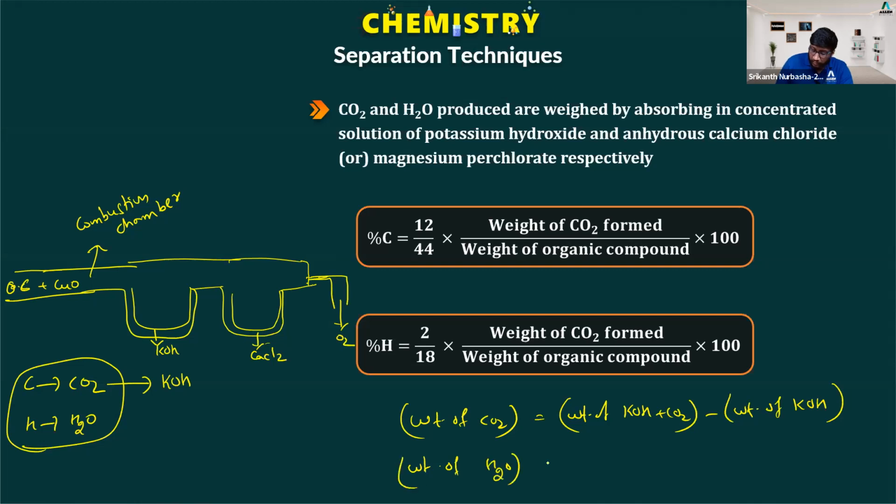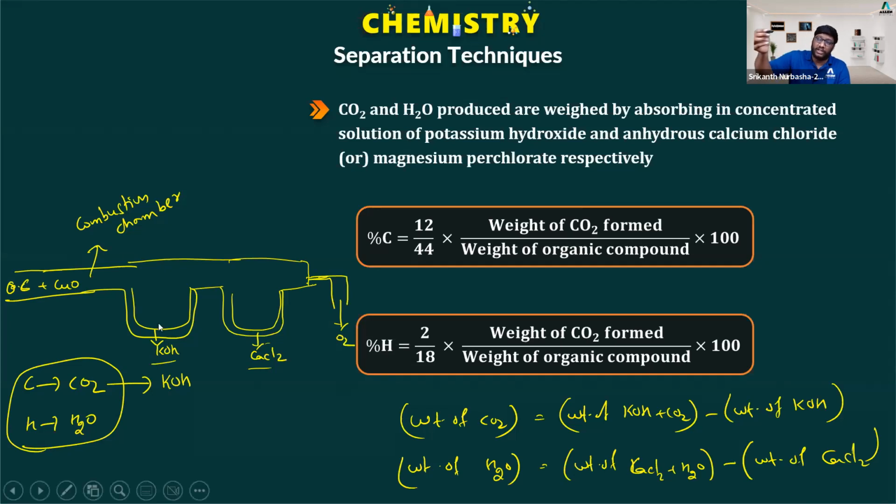Weight of H2O is equal to weight of (CaCl2 plus H2O) minus weight of CaCl2. This is the technique, students. We have CaCl2 and KOH placed in initially. That means we know the weights of KOH and CaCl2. We are forming carbon dioxide and water because we are heating the organic compound in the presence of oxygen and CuO. The carbon dioxide is absorbed by KOH, so weight of KOH increased. Initial weight of KOH, we know. Weight of KOH plus CO2, that is also known. So weight of CO2 is found out like this. Weight of H2O we can find out by weight of CaCl2 plus H2O minus weight of CaCl2.